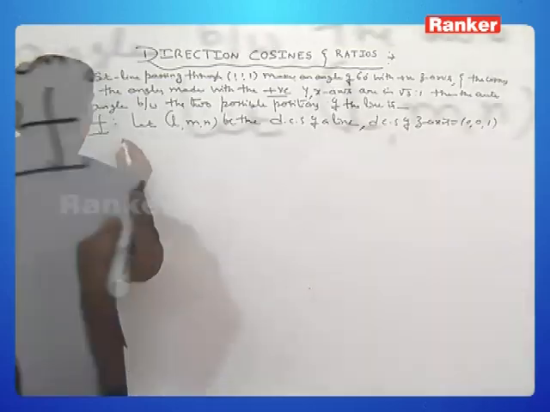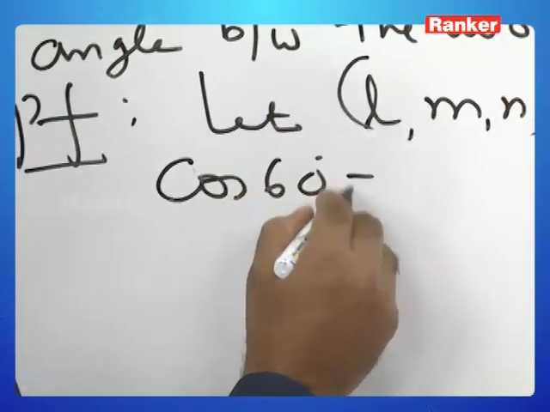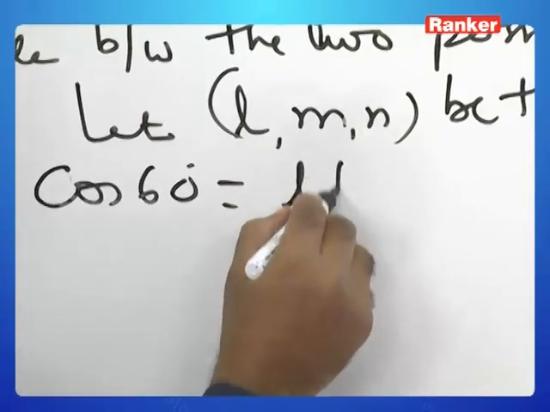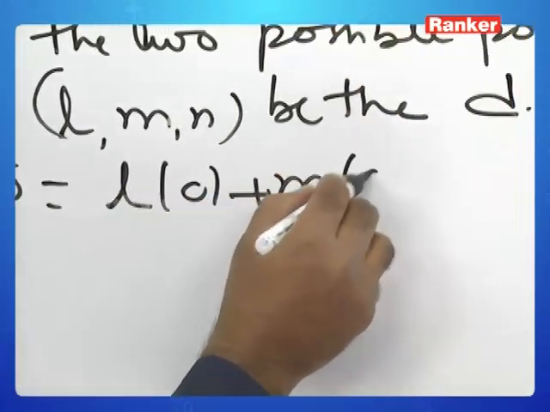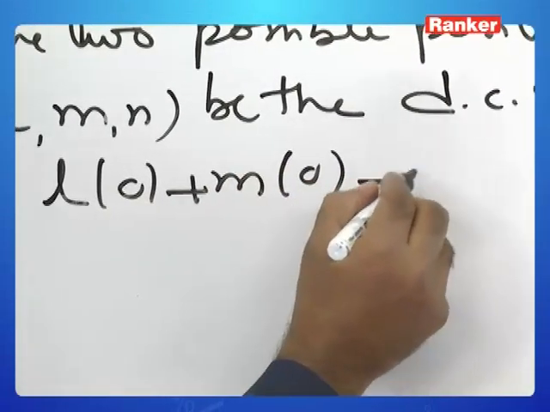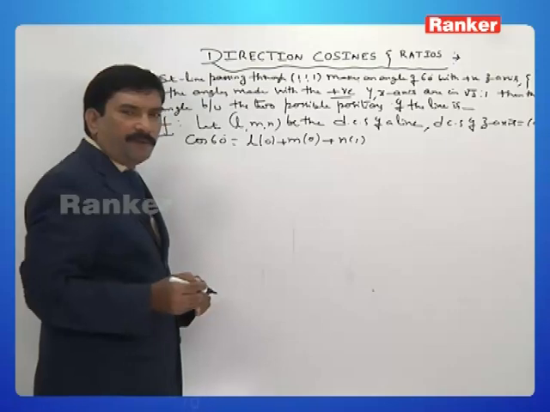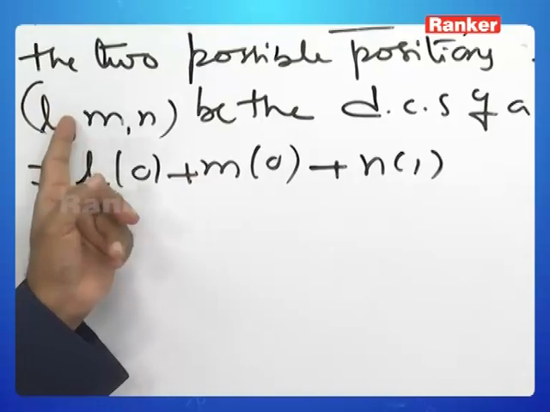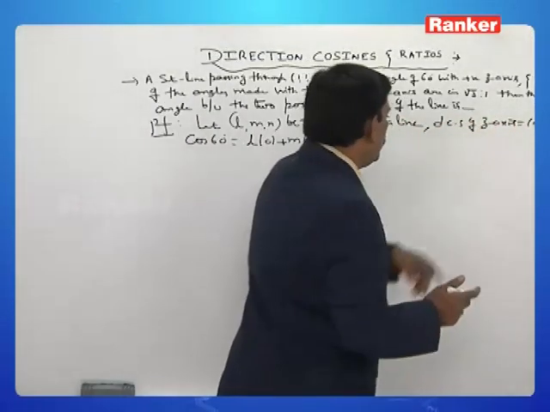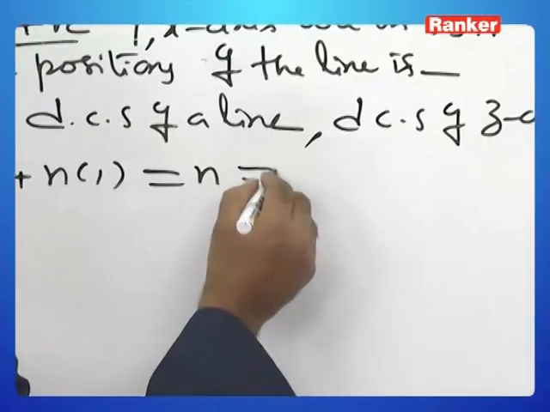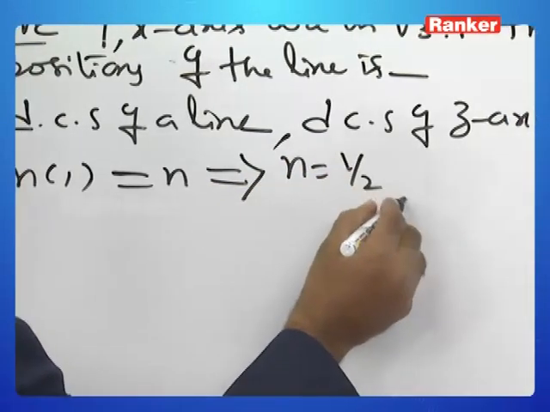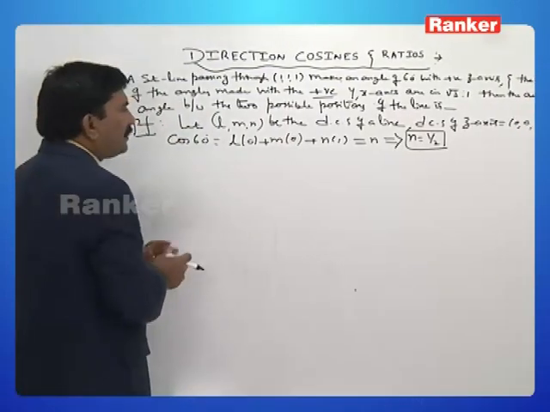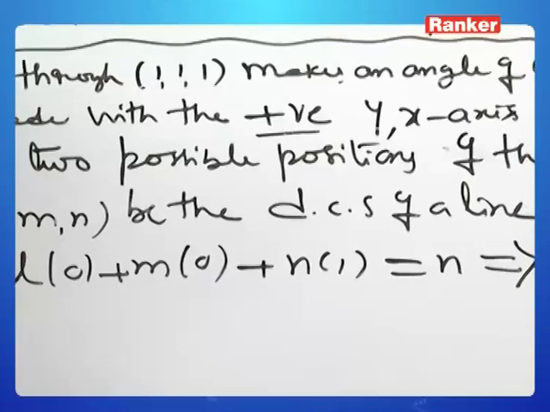What is given? The angle between this line and the z-axis is 60 degrees. So cos 60 equals L into 0 plus M into 0 plus N into 1, that is L1 L2 plus M1 M2 plus N1 N2. This is L1, M1, N1 and L2, M2, N2, which implies it's N. So therefore, N is equal to 1/2. So this part is over.